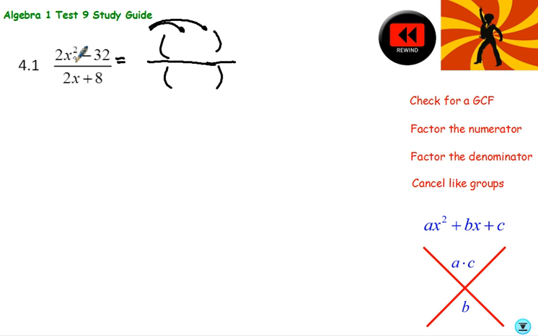All right, so what goes into 2 and 32? Well, that would be 2. This guy's got an x squared, but this one doesn't, so there's no variable in common. And then I'd say, well, 2 times what makes 2x squared? Well, that would have to be an x squared. And then 2 times what makes negative 32? Well, that would have to be a negative 16. Let's check it out on the bottom. What goes into 2 and 8? Well, 2. And then I say 2 times what makes 2x? Well, that would have to be an x. And then 2 times what makes 8? That would have to be a 4.